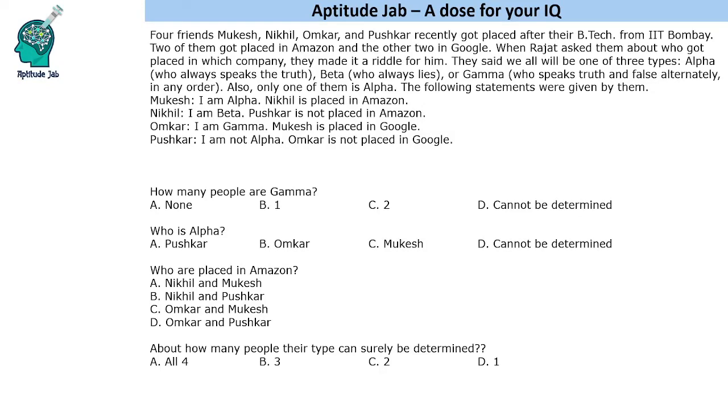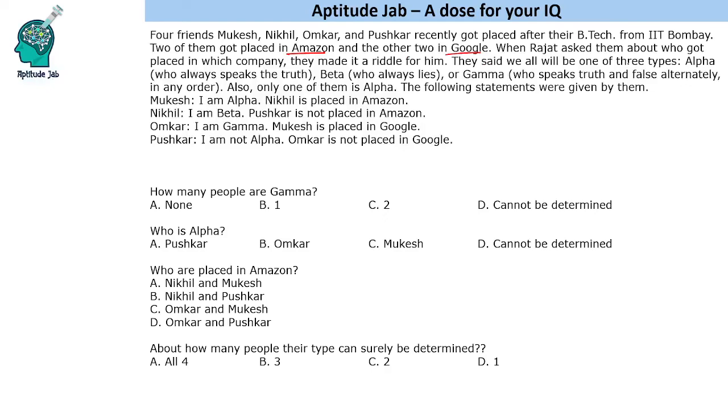This is a set based on binary logic. It says that there are four friends and they got placed in two companies. Two people got placed in Amazon and the other two got placed in Google. When a person asks them in which company they got placed, they tried to play a riddle and did not tell the correct thing.